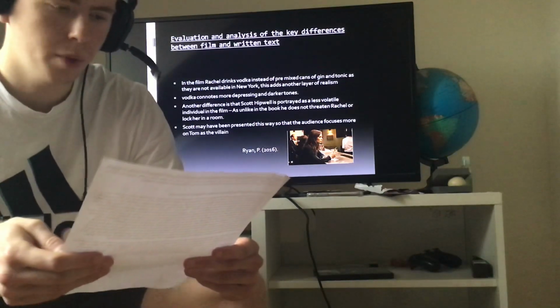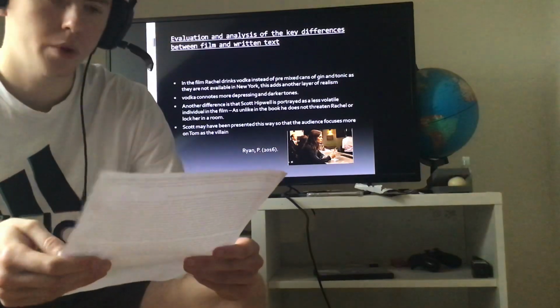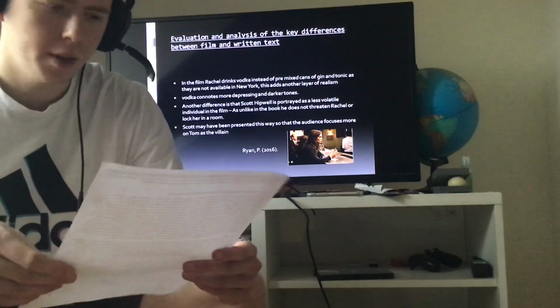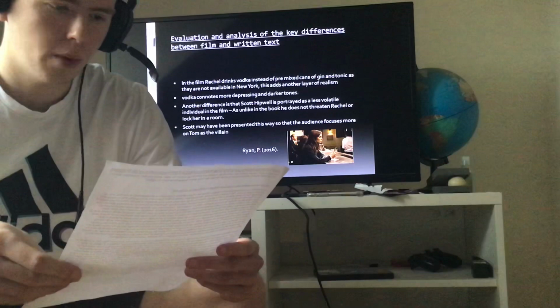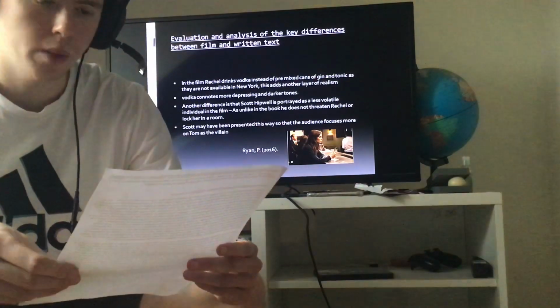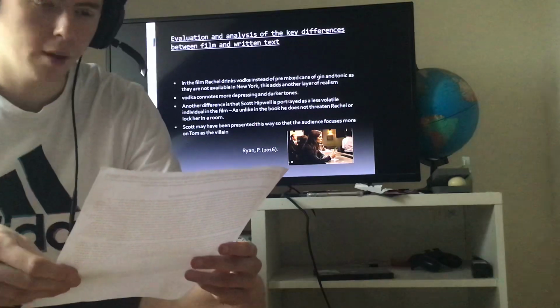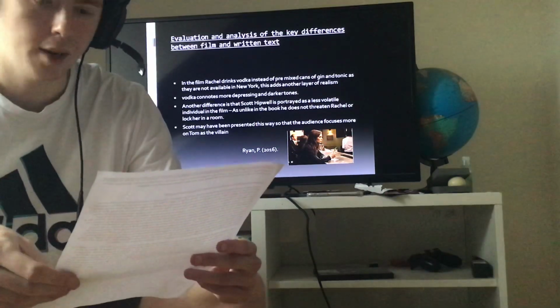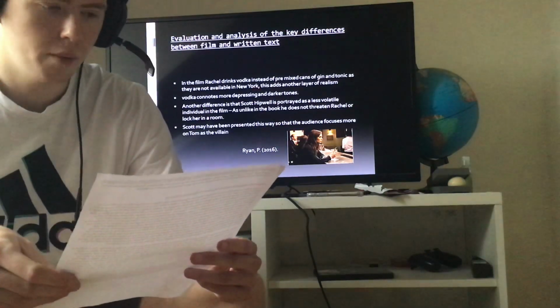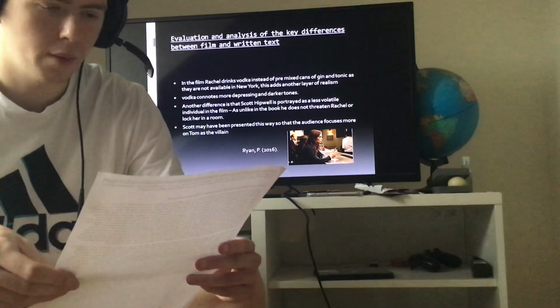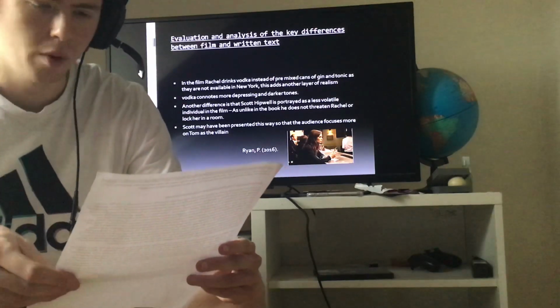Another difference between the book and the film is that Scott Hipwell was portrayed as less abusive in the film. This is evident as it is clear in the latter half of the book that he's not only emotionally but also physically abusive, as after finding out that Rachel is not an acquaintance of Megan, he locks her in a room and threatens to break her neck. Whereas in the film, this scene shows no violence or threats, but a great deal of tension still remains.